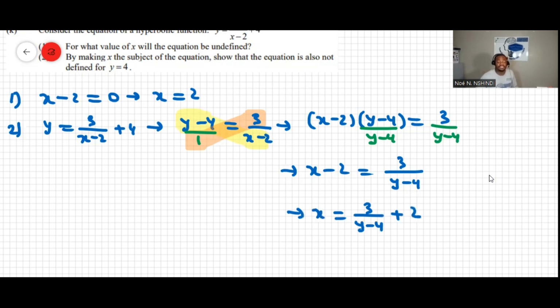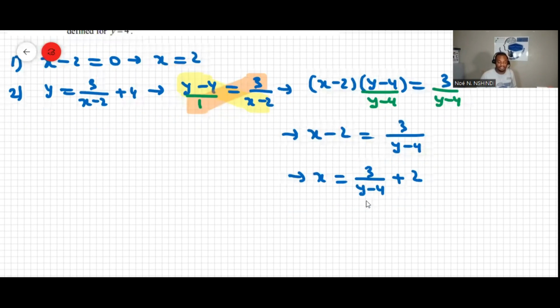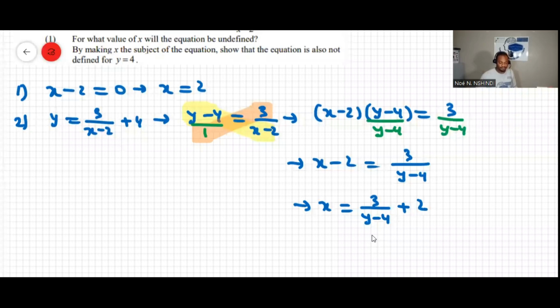Now, this equation is expressed in terms of y, and x is the subject of the formula. This proves that it is not defined for y equal to 4, because if y equals 4, the denominator will be 0. Look here. If we substitute 4 for y, then it will be x equal to 3 over 0, plus 2, while 3 over 0 is undefined, and consequently 3 over 0 plus 2 is also undefined. So the function will not be defined if y equals 4. Thank you.